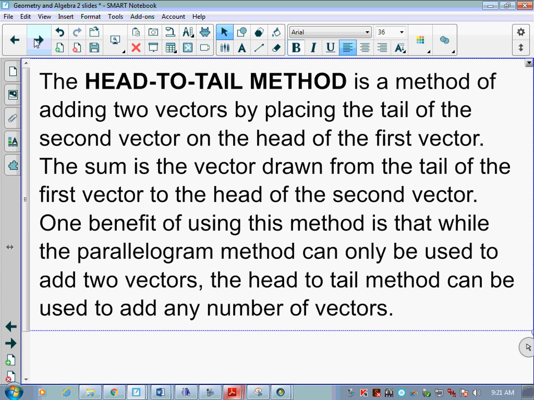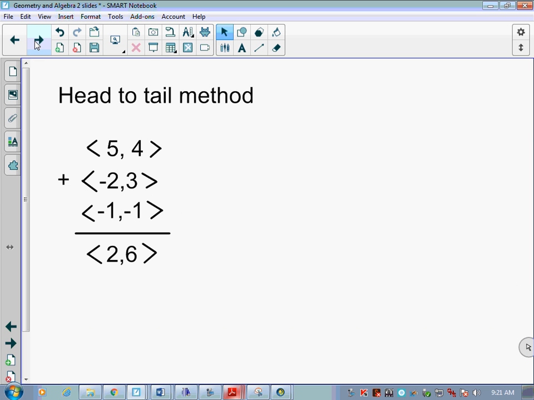One benefit of using this method is that while the parallelogram method can only be used to add two vectors, the head-to-tail method can be used to add any number of vectors. I could add 10 vectors together if I wanted to. But in the parallelogram method, I can only ever add two vectors together. Okay? I'm going to show you an example of the head-to-tail method, and I feel like we've seen this before.